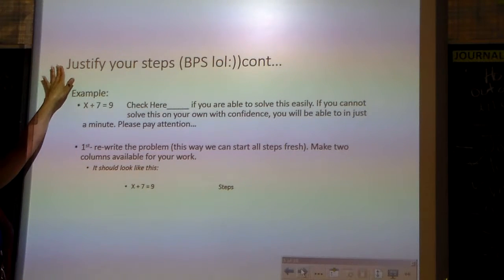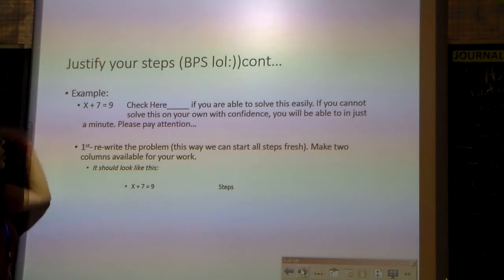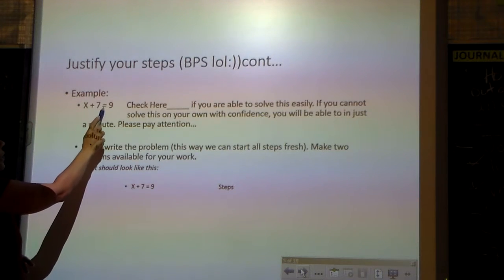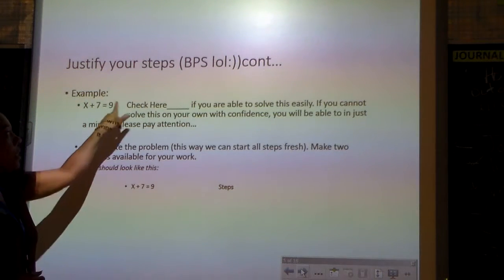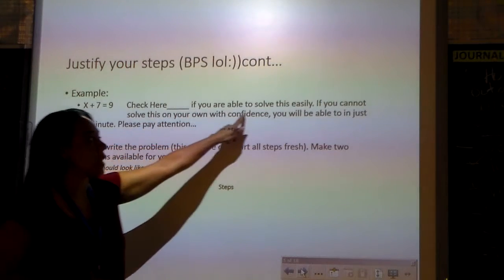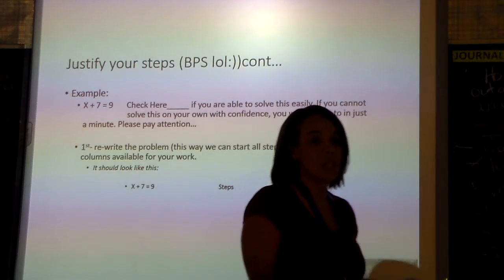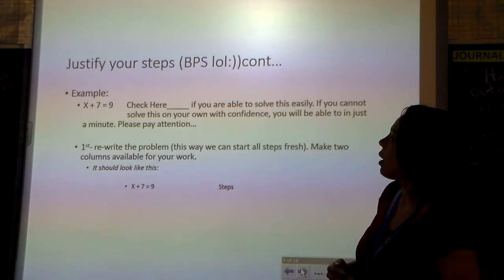How do we justify the steps? Well, first of all, look at my example. It says x plus 7 equals 9. Put a check mark in that box if you're able to solve that easily. If you already think you know the answer, put a check mark in that box.